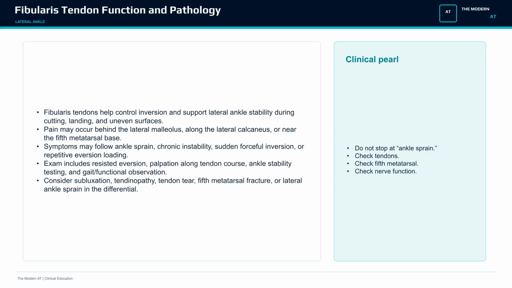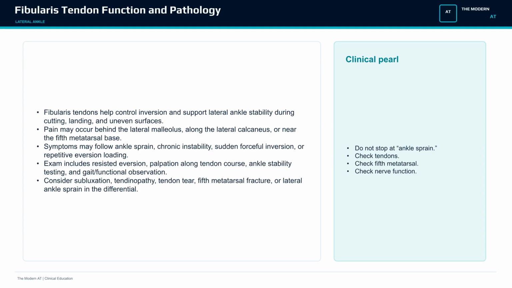Fibularis tendon pathology often presents as lateral ankle pain, tenderness behind the lateral malleolus, pain near the lateral calcaneus, or symptoms near the fifth metatarsal base. It may follow an ankle sprain, chronic instability, forceful inversion, or repetitive eversion loading. The exam should include resisted eversion, palpation along the tendon course, ankle stability testing, gait or balance observation, and inspection for snapping or subluxation. Keep the differential broad.